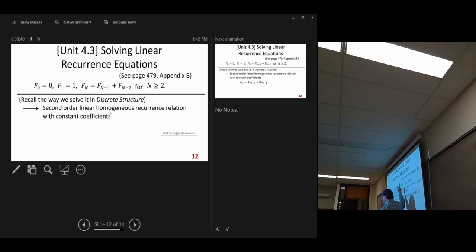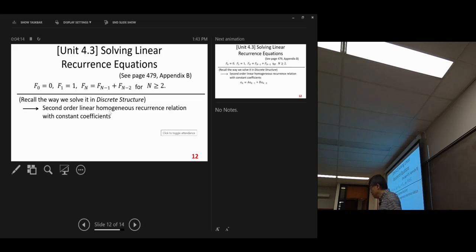Homogeneous, so basically each term has the same degree. Degree 1, degree 1, degree 1, that's homogeneous. If degree 2, square here, square here, square here, that's homogeneous. If square here and linear there, it's not homogeneous. So every term should have the same degree, then it's homogeneous. Otherwise it's not.